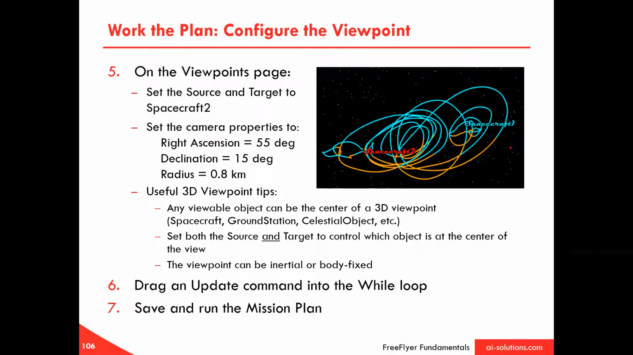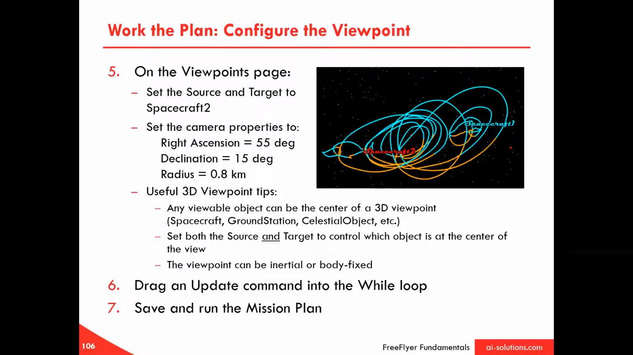When you're setting up your own viewpoints in 3D views, it's good to remember that any object can be the center of a 3D viewpoint, whether it's a spacecraft, ground station, or celestial object, for example. To set up a 3D viewpoint where one object is at the center of the view, you want to set both the source and target settings to point to that object. You can also choose whether to have an inertial view or a body fixed view with respect to that object.